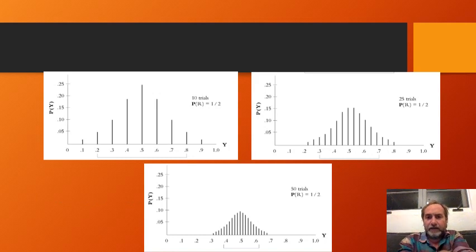So we have a 10 trial graph. There are so many more possibilities. Again, 0.5 is the tallest line right in the middle, so the most probable outcome, but we only have a probability of 0.25 of actually getting that outcome. And then we see 25 trials and then 50 trials. As we said, 0.5 is still the tallest line in the middle, but the probability of getting that drops to about 0.15 and then down to about 0.1.